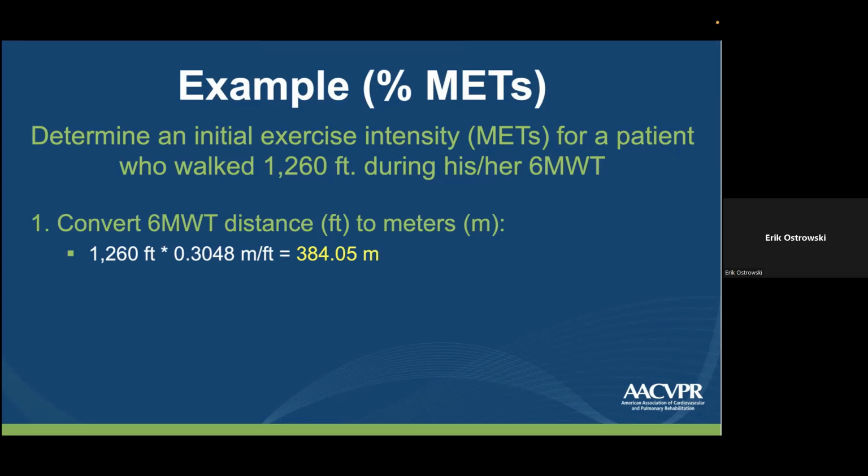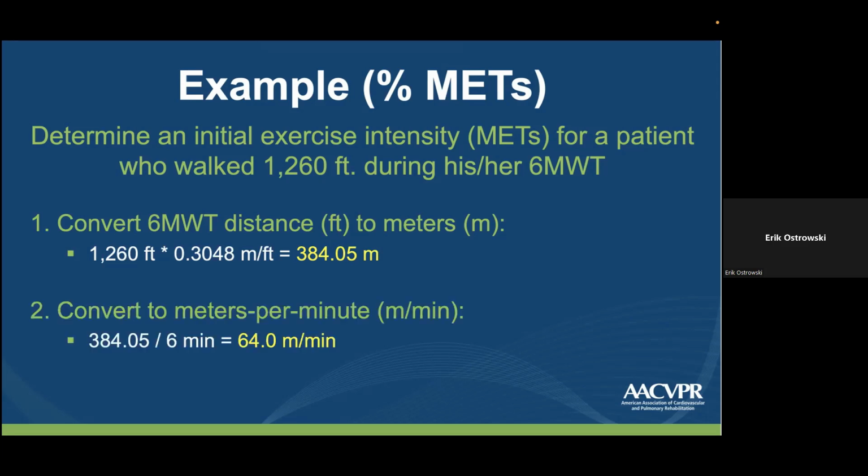So the first thing we want to do is convert the distance the patient walked in feet to meters. Most of us are probably measuring in feet, but there are probably quite a few of us out there that are measuring in meters. Here in the United States, we are certainly measuring in feet. And so 1,260 feet times the conversion factor, 0.3048 meters per foot, gives us a walking distance of 384.05 meters. The reason it's important to convert to meters is because we'll be using an ACSM metabolic equation here in just a few minutes, and it requires meters, metric numbers.